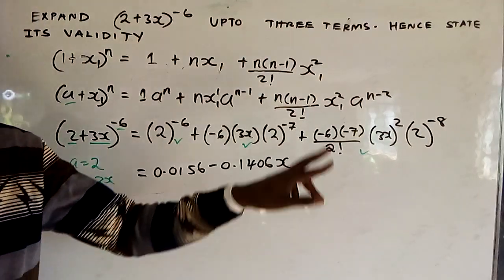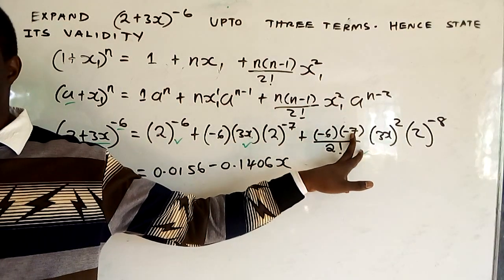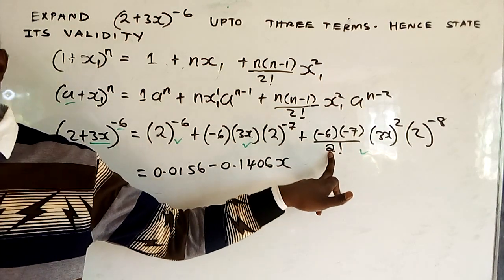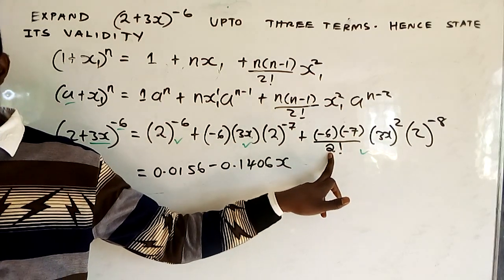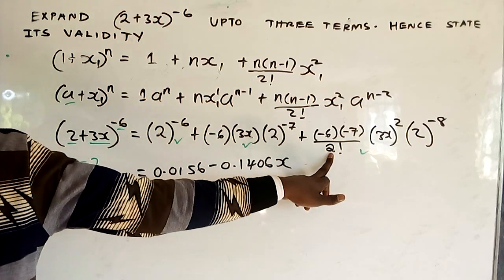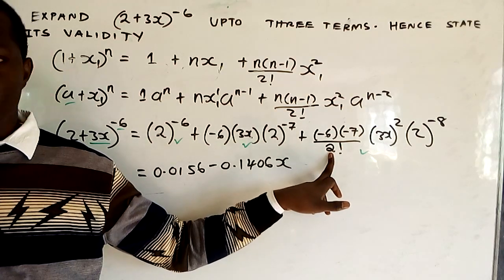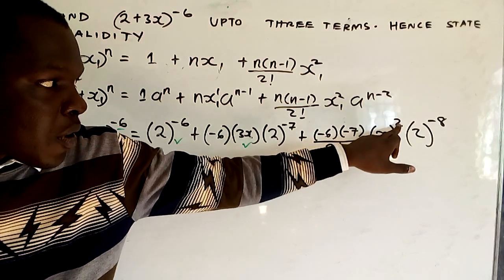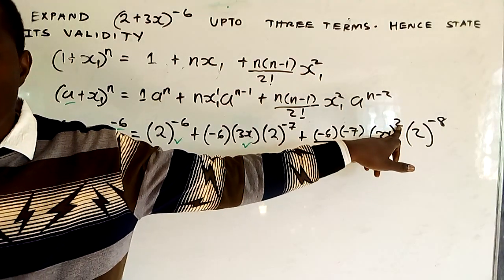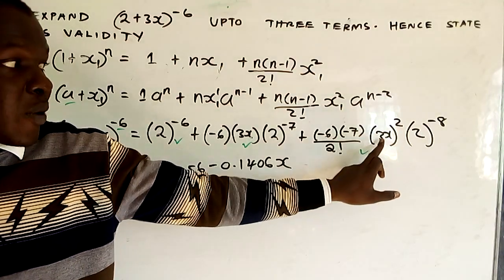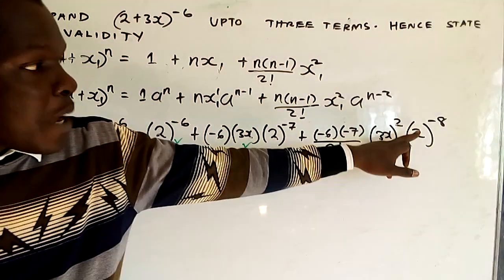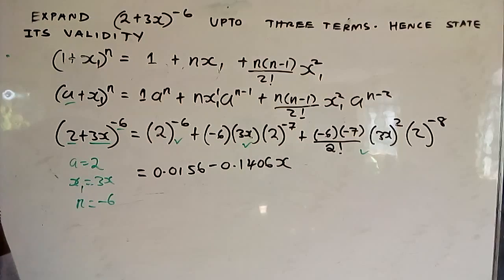Start, move stepwise. Negative 6 times negative 7 is positive 42. Positive 42 divided by 2 factorial. Say the answers, we move stepwise. 21. 21 times 3 raised to power 2. Are you seeing 3 is raised to power 2? Are we together? So 21 times 3 raised to power 2 is 189, times 2 raised to power negative 8.